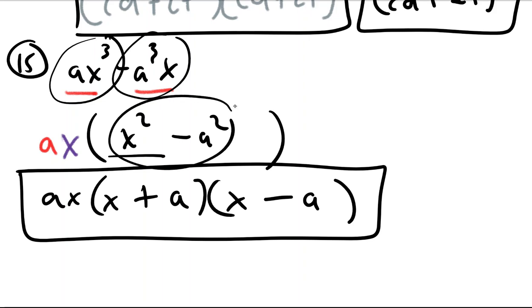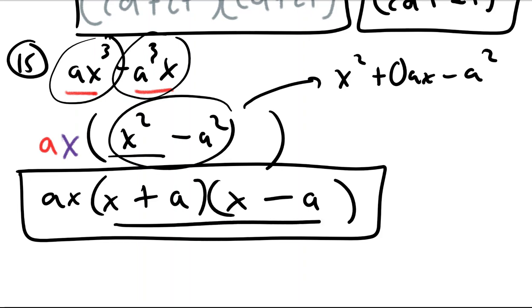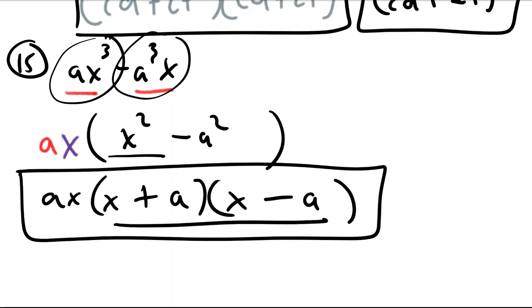If you choose not to memorize that pattern, you'd have to squeeze in 0 AX's and then factor this trinomial to get the same thing. That's a lot more work, so definitely nice to know the difference of two squares.